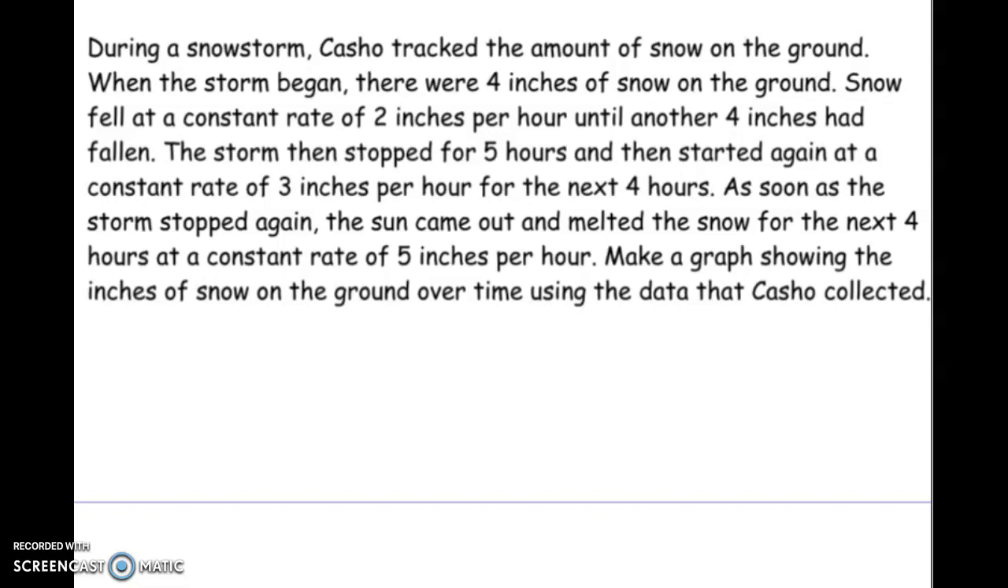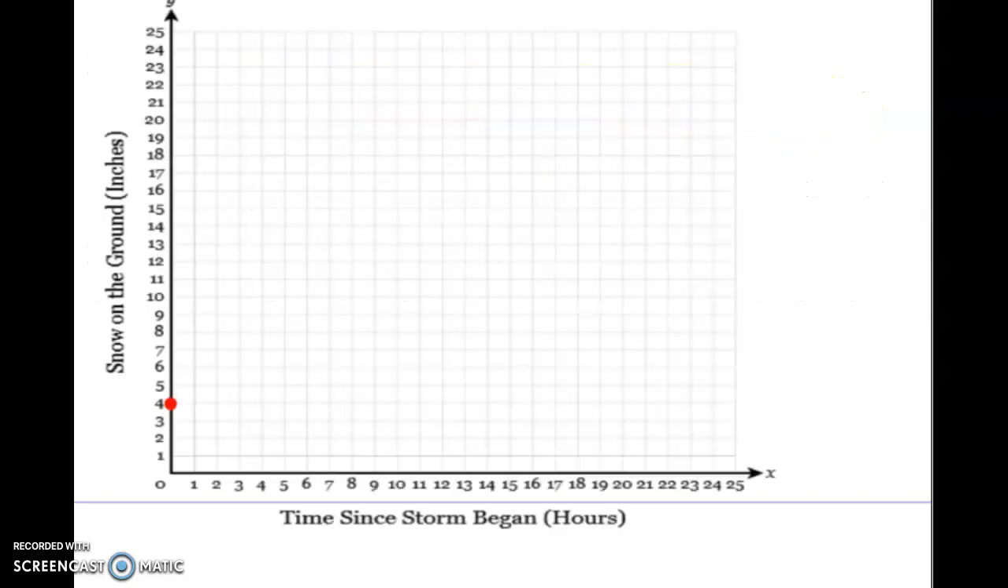Make a graph showing the inches of snow on the ground over time using the data that Casio collected. All right, let's take a look. We're going to break this down piece by piece, starting with this piece first. When the storm began, there were 4 inches of snow on the ground. So you take the graph: the time in hours is the x, and the snow on the ground is the y. I put a red dot at 4 to show where we start.